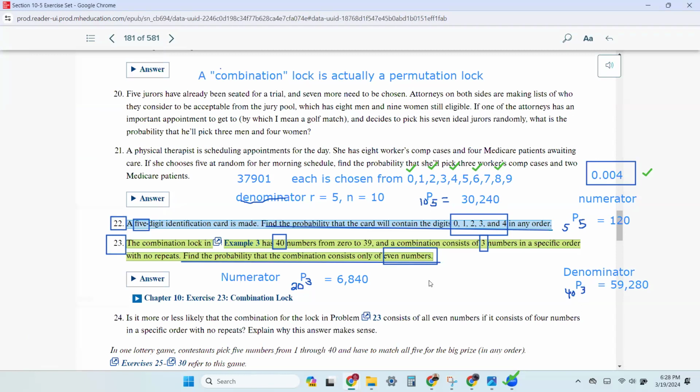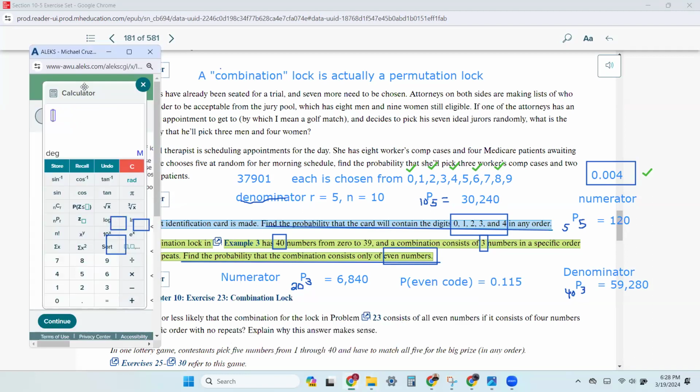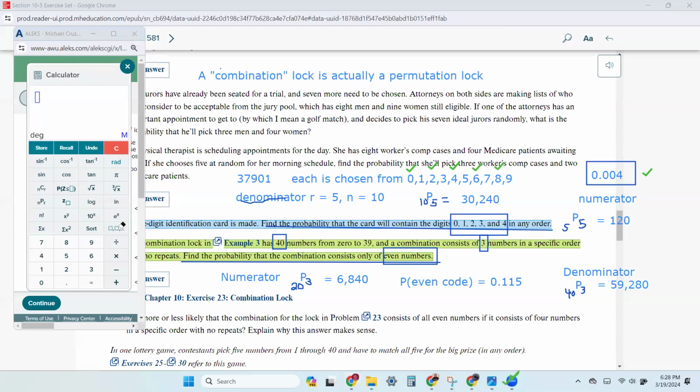So then this one is probability of even code is equal to, and then I'm going to double check it using the calculator to do everything for us. All right. So up here, it's 20 P3 divided by 40 P3. And the same thing. So there, I'm pretty confident that that is the probability. 0.115, about 11.5%.